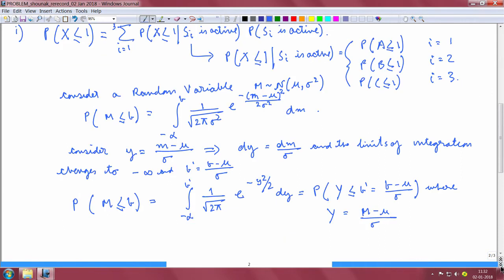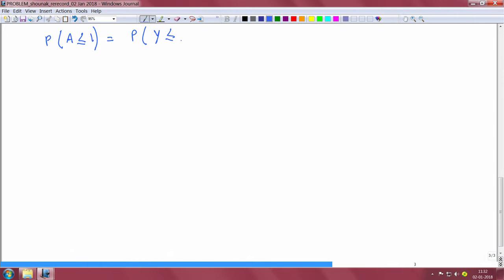So, that means this boils down to 1 minus of minus 1, which is the mean, divided by the standard deviation 2. This is equal to the probability that y is less than 1.